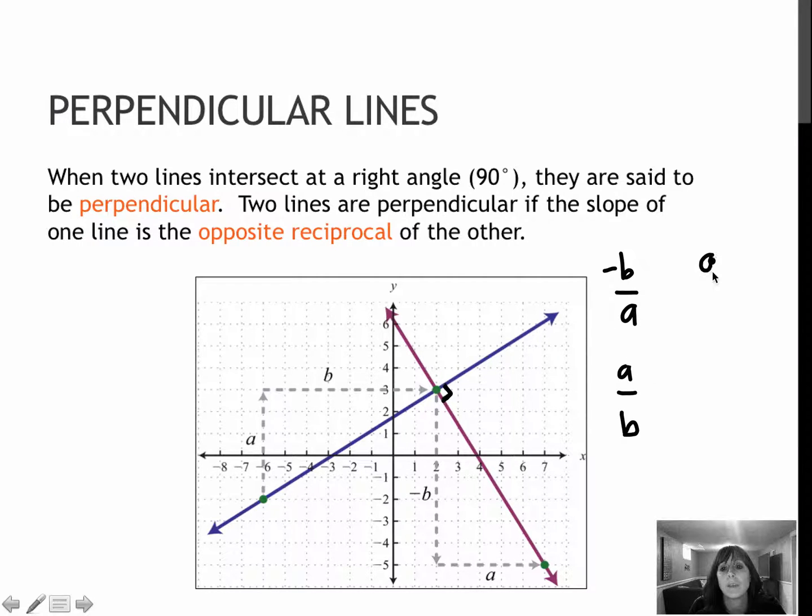So I'm going to move this up here. So forget about this one. Do you see what's happened is the top and the bottom have basically flipped over, and then we've changed the sign. So we flip it upside down, we take it times a negative, and that gives us our opposite reciprocal.